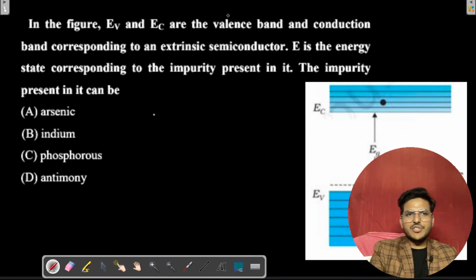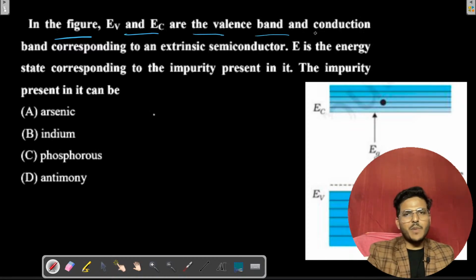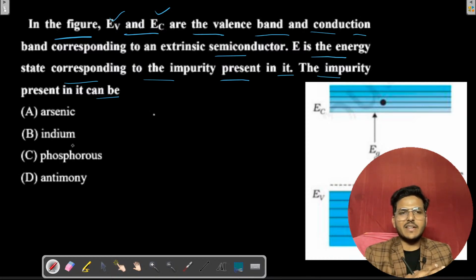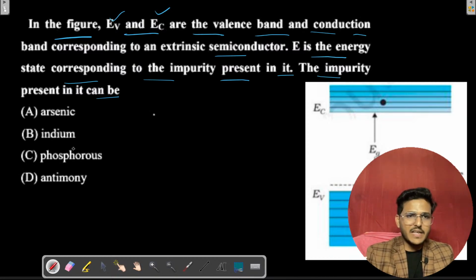Let's move to the next question. In the figure, EV and EC are the valence band and conduction band. This is the valence band and this is the conduction band, right? Extrinsic semiconductor. E is the energy state corresponding to the impurity present in it. Which impurity is present here? Arsenic, indium, phosphorus or antimony.